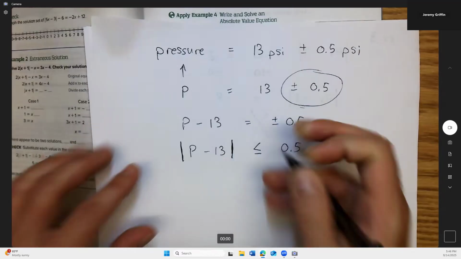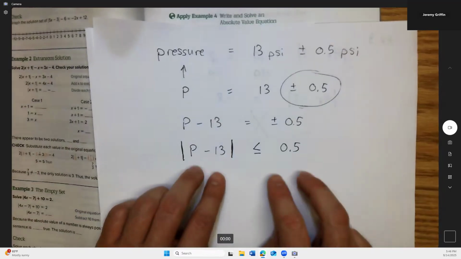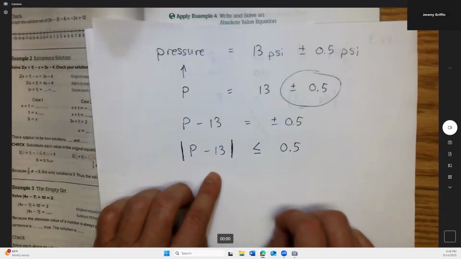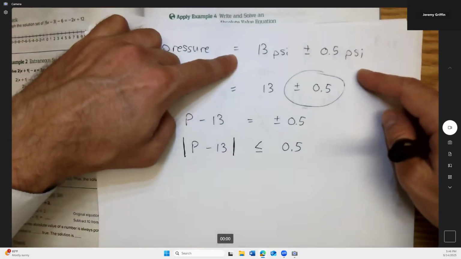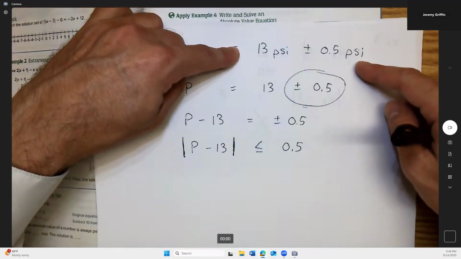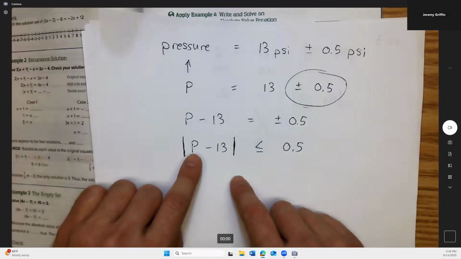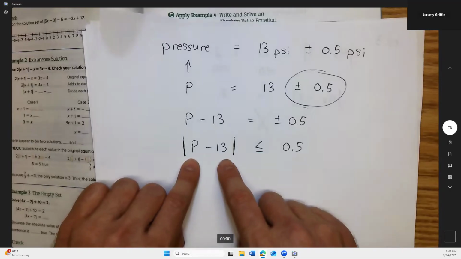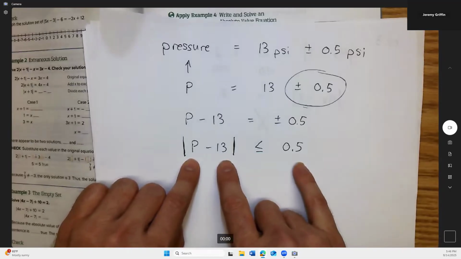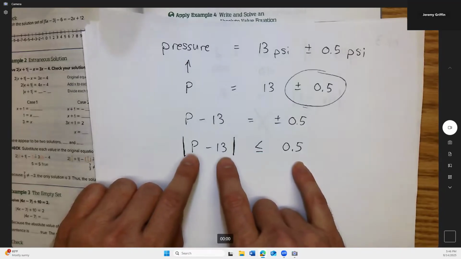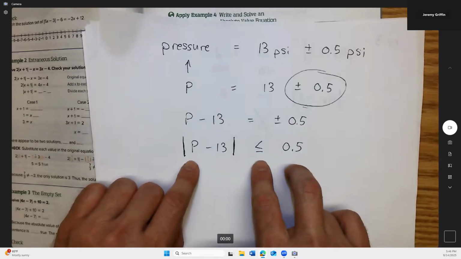Let's do some guess and check, because I think this makes sense if you think about it. What if the pressure was like 14 pounds per square inch? Well, that would not be regulation because 14 is not within the window. So what if I plugged in 14 here? 14 minus 13 would be 1, which is greater than 0.5, which is not good, so it would fail.